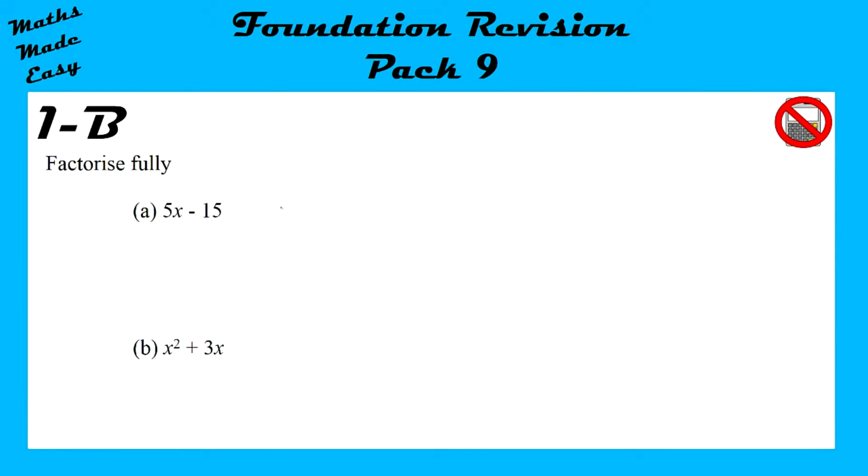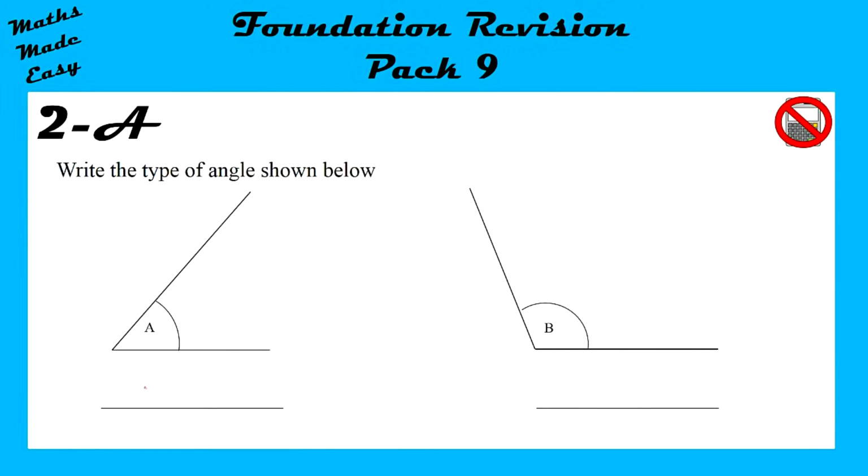1b. So on this one, I'm going to take out a common factor of 5 from both terms, and that's going to leave me with x minus 3 inside my bracket. And down on the bottom, I'm going to take out the common factor of x, leaving me with x plus 3 inside my bracket.